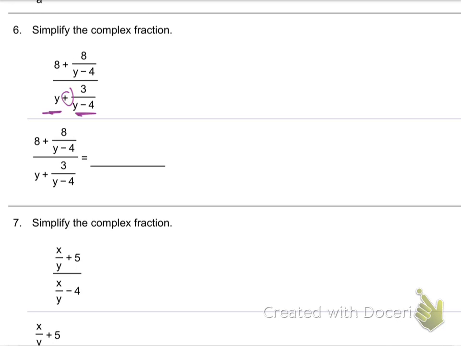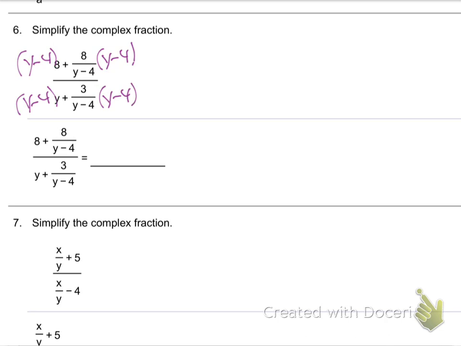So there's 2 terms on the top, 8 and then that other fraction. There's 2 terms on the bottom, the y and the other fraction. So we have 4 terms altogether. I'm going to multiply all 4 of those terms by the common denominator. What is the common denominator? Yeah, the only denominator, y minus 4. So y minus 4, y minus 4, y minus 4, y minus 4, exactly.